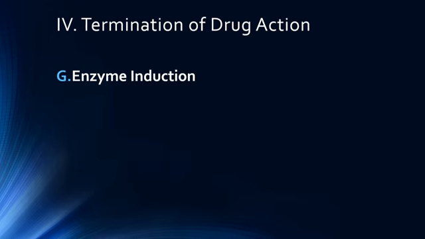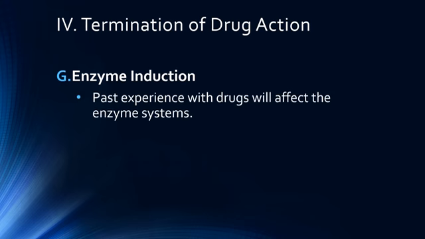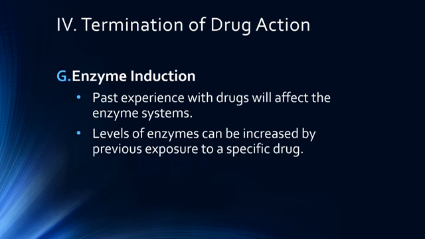Enzyme induction is a really fascinating part of how we start to develop tolerance for drugs. Past experience with drugs will affect the enzyme systems. They function much like your immune system. When you're exposed to flu, then you won't get that same flu again. So levels of enzyme can actually be increased by previous exposure to a specific drug. And this is called enzyme induction. That is, that experience induces the release of those enzymes.